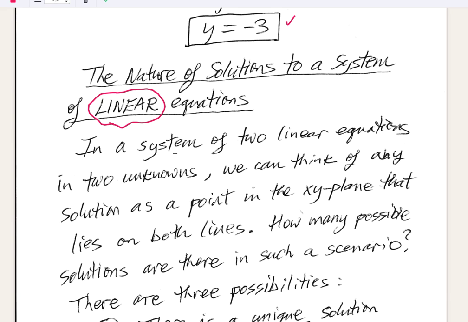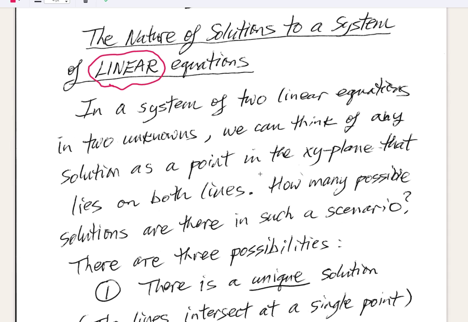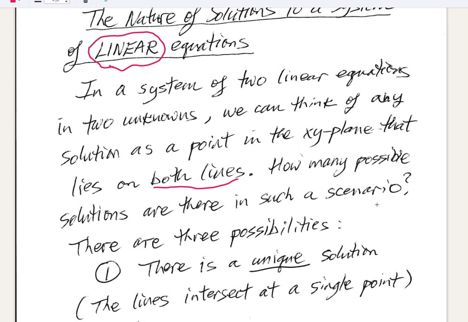In a system of two linear equations and two unknowns, we can think of any solution, as I stated above, as a point in the xy plane that lies on both lines represented by the equations. How many possible solutions are there in such a scenario? There's actually 3 possibilities. So I'm thinking about the intersection of two lines.